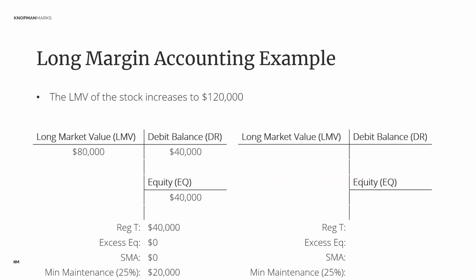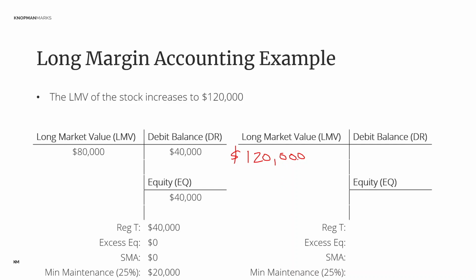All right, so let's keep going. So here we see our setup. We bought $80,000 worth of stock. This is what we just established as our initial setup on the prior slide. Let's assume the value of the stock increases to $120,000. We start with what we know. What do we know? The long market value is $120,000. How do we know that? Because I told you so.